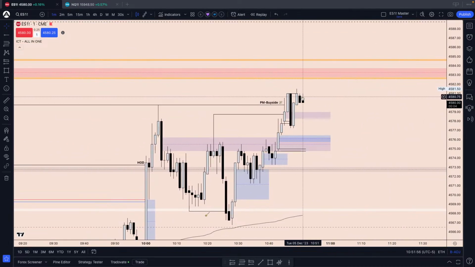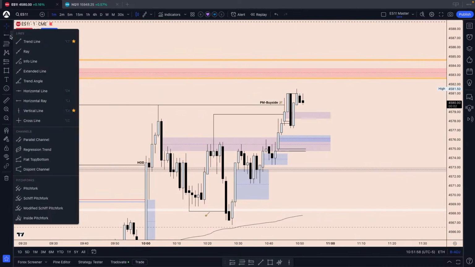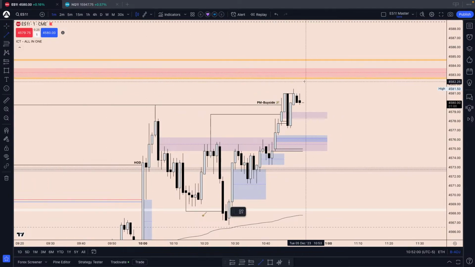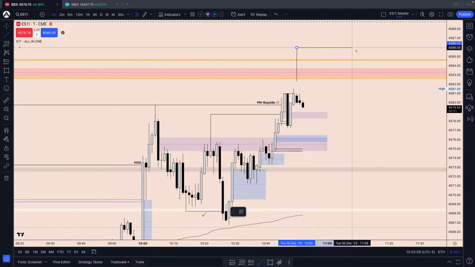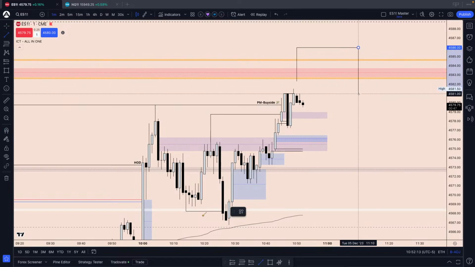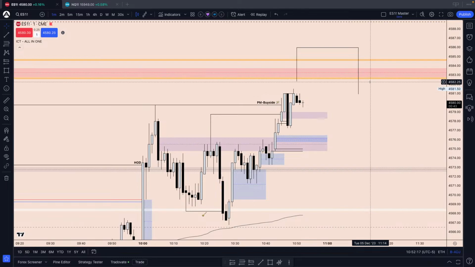What's the time? 10:51, so we're inside the macro around the New York AM session end, so 10:50 right here. That's what people draw it like all the time. This little rectangle until 11:10. See if we see any signatures of algorithmic price delivery around this time.